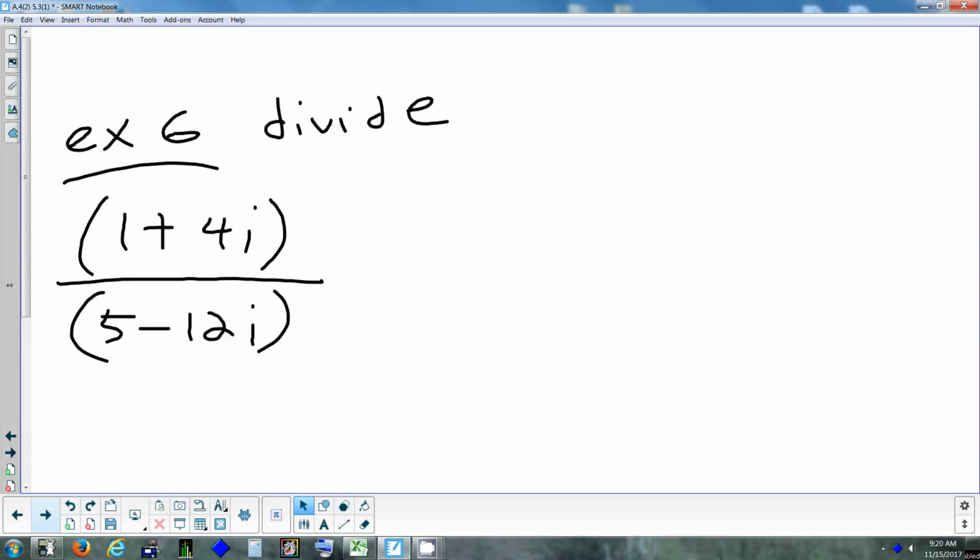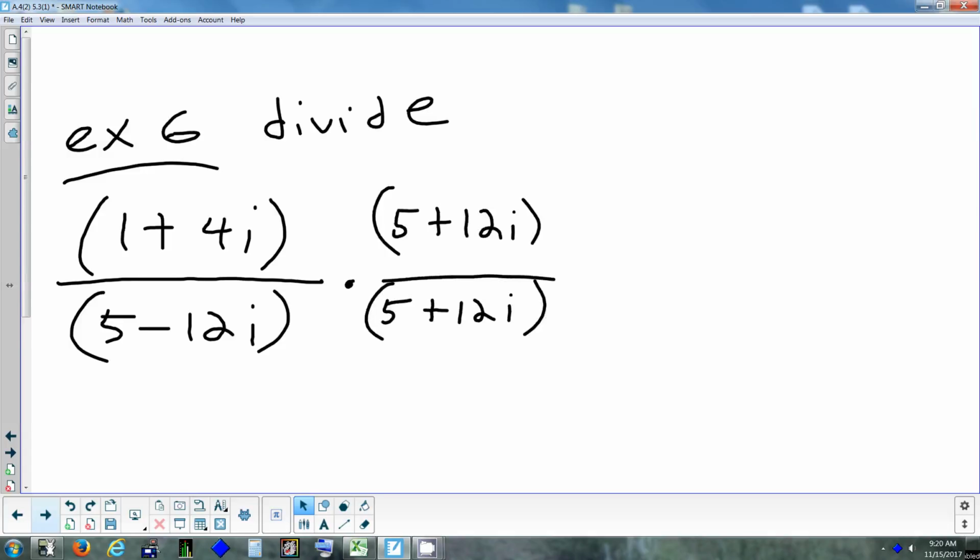Okay. All right, so let's try this one. So you got 1 plus 4i divided by 5 minus 12i. Cameron, what's in the bottom here? 5 minus 12i. Yep. And what would be the conjugate of that? 5 plus 12i. So I need to multiply it on the bottom. That's going to be quick. On the top, it's not going to be too bad, but there is no shortcut. We have to just do it out.